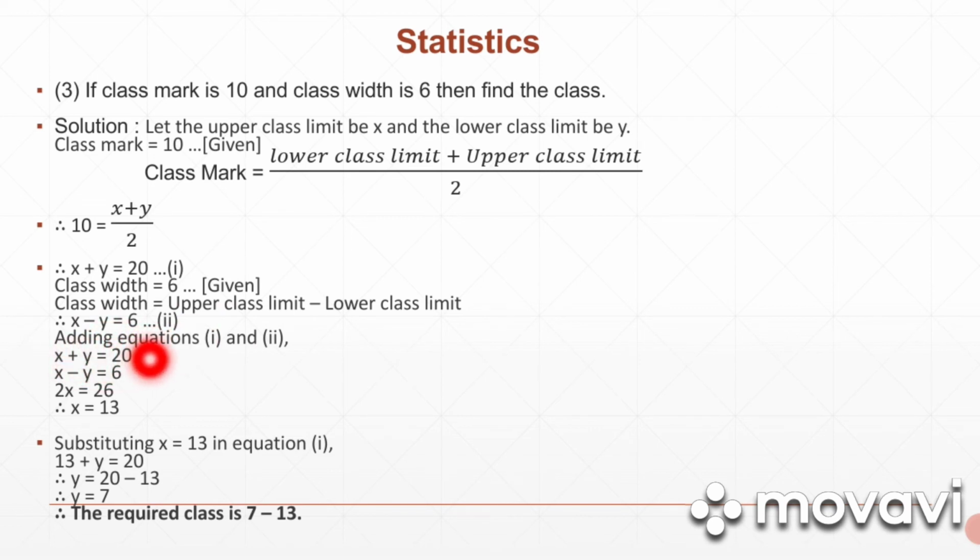Adding the two equations, equation 1 and equation 2, we get x plus y is equal to 20 plus x minus y is equal to 6. Eliminating y, we get 2x is equal to 26. Therefore, x is equal to 13. Substituting x is equal to 13 in equation 1, that is 13 plus y is equal to 20. Therefore, y is equal to 20 minus 13, and therefore y is equal to 7. Therefore, the required class is 7 to 13.